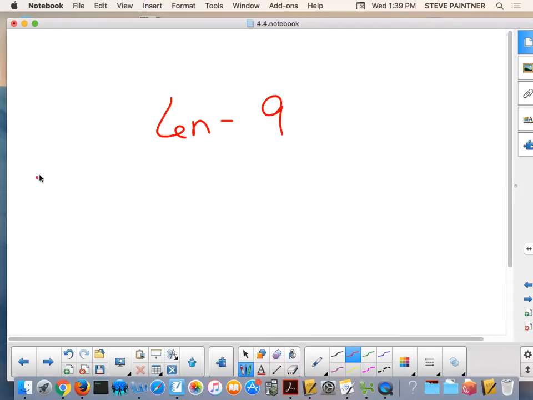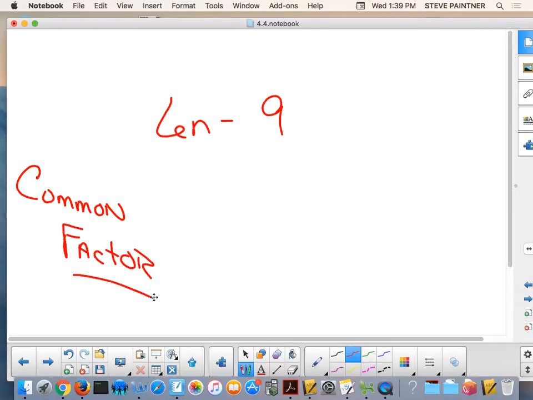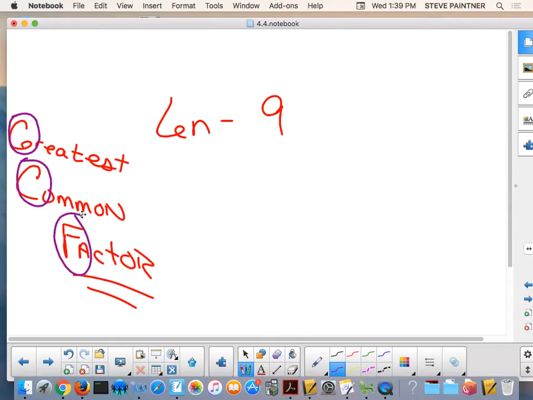Okay? Here's what they want. So would that be 6n squared minus 9? Hang on one second. They want you to take out... And the problem is they don't really say this word. They don't say greatest. They just say take out a common factor. But it is the greatest common factor. So when you hear me say GCF, I'm talking about the greatest common factor.